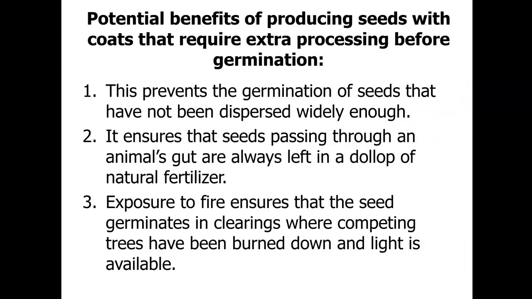Potential benefits of producing seeds with coats that require extra processing before germination is it can help prevent the germination of seeds that have not been dispersed widely enough. It ensures that seeds passing through an animal's gut are always going to be left in a dollop of natural fertilizer. That way it has a good start. It's going to help with exposure to fire. It can ensure that that seed germinates in clearings where it doesn't have to compete with other trees because those trees have been burnt down, and now it's going to have plenty of light available.